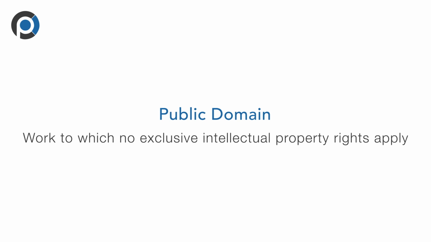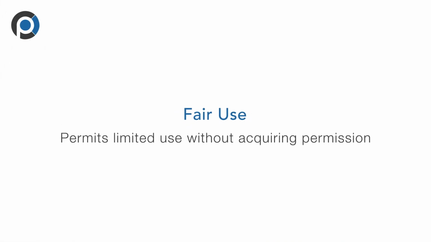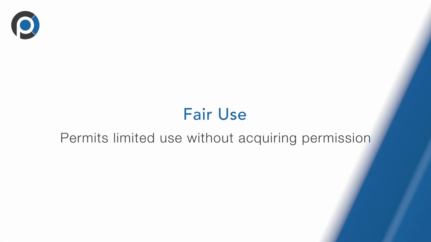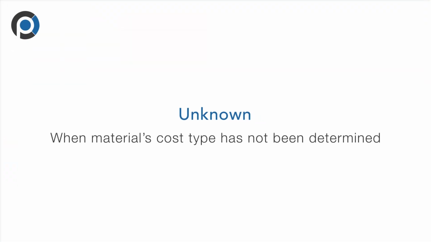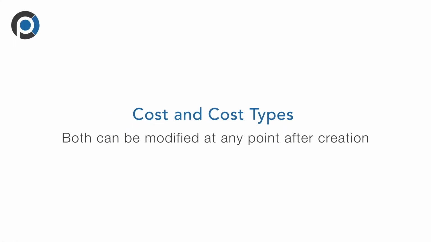Public domain. Some material that you come across will be in the public domain. This will likely, but does not always mean that it will cost nothing. Fair use. You will also come across scenarios where you will not be able to license material, but believe you have a legal argument to use this material under fair use. The last is unknown. When you're unsure of the cost or cost type, you should choose this option. Be aware that any of these choices can be changed later as you get more accurate pricing details.